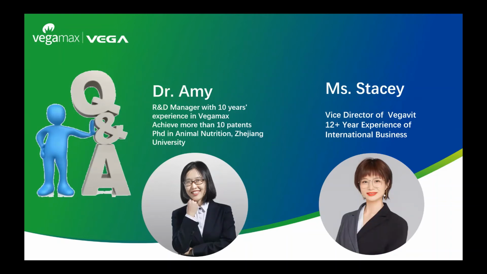Dr. Amy says that the product Active 3 of Vega contains 3 bacteria: Bacillus subtilis, Bacillus licheniformis, and Clostridium butyricum. Bacillus subtilis has the function to produce the enzyme, Bacillus licheniformis can produce the peptides, and Clostridium butyricum can produce the butyric acid in the gut. So it works in different parts of the intestine and shows different effects, and it can promote the feed intake, repair the intestinal mucosa, and promote the animal growth.